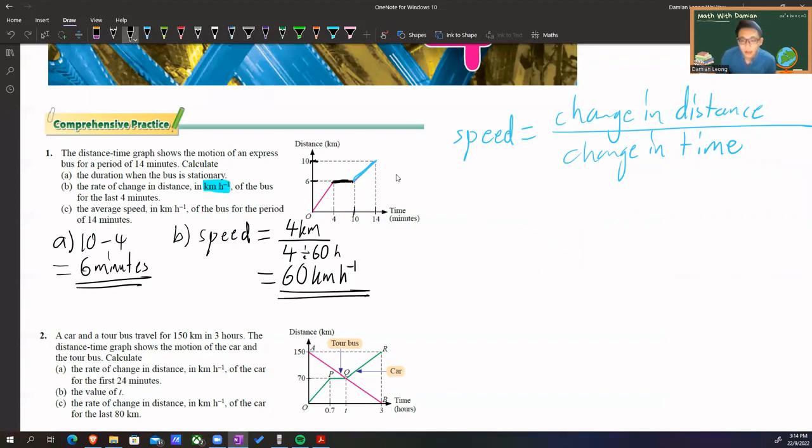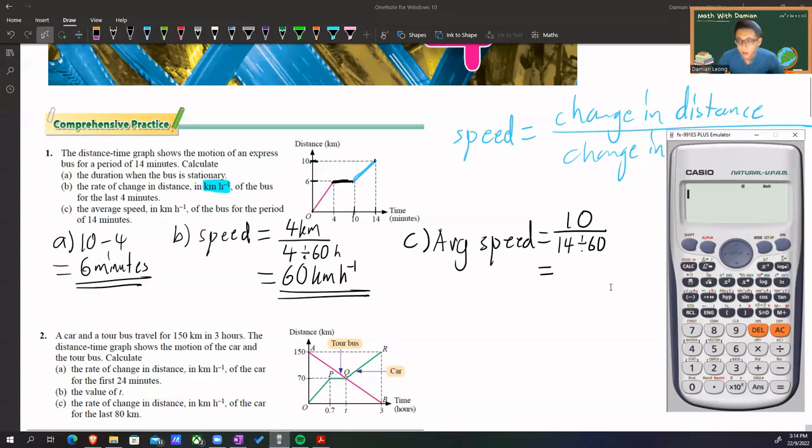That's for part B. And for part C, the average speed of the bus for the period of 14 minutes, you just take the total distance that is traveled. It goes from 0 until the end here is 10, so 10 km has traveled. Total distance is 10 km. So average speed is 10 km divided by the total time taken, 14 minutes. But again, the question wants km per hour, so we have to divide by 60 to change to hours.